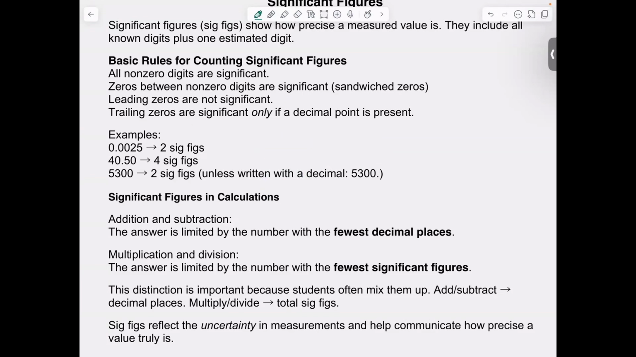We have 5,300 or 5,300. We only count those two, the 5 and the 3. So unless I have a decimal place, and a lot of times you'll see on homework, maybe online homework or written homework, an explicit decimal that says, yeah, I want you to count those 2 zeros, this would actually be 4 sig figs. But here, as it's given over here on the left, 5,300 only has 2 significant figures. So I wanted to clarify that important distinction.